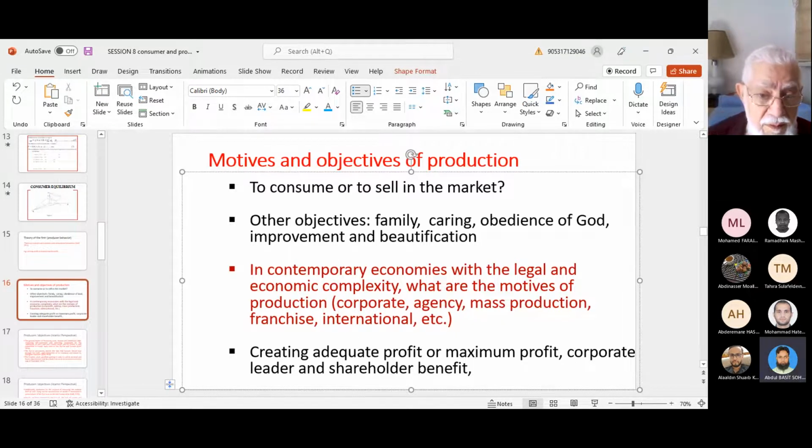Okay, sir. I am also thinking differently about adequate profit. I was thinking that in Islam, adequate profit is recommended, and a producer should not take more profit on one product. Why not maximizing profit?